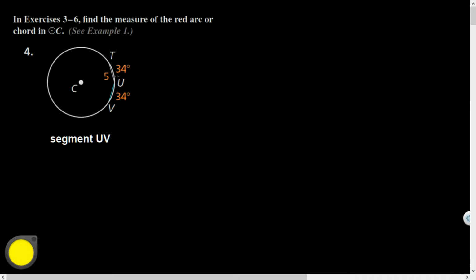Because these two arcs are congruent, since their measures are both 34, and they are on congruent circles or the same circle, therefore the chords that intersect them are also congruent. So this being 5 means that UV is also going to equal 5 by definition of congruence.